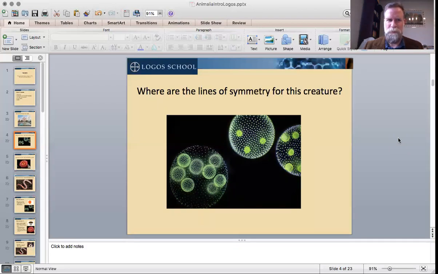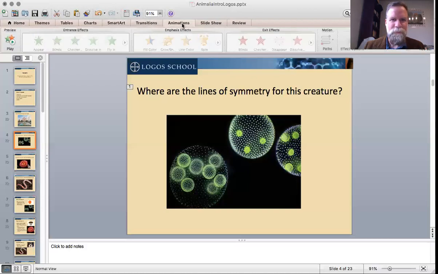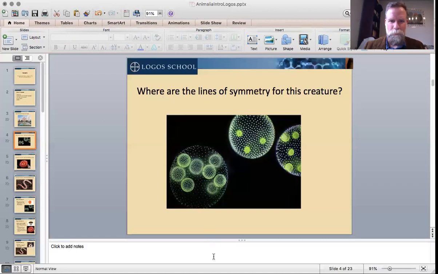So where are the lines of symmetry for this organism? I remembered that I needed my draw tool right about now. I don't know if I'm going to easily find it. I might have to go to the whiteboard to illustrate. So think about the lines of symmetry for this creature. This is Volvox. Next creature. Keep that one in mind: Volvox, lines of symmetry.